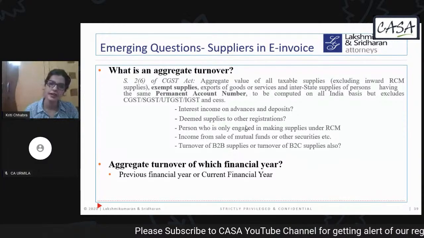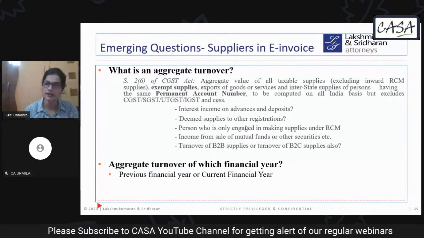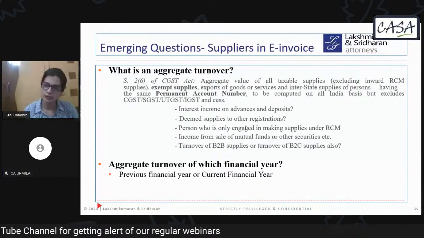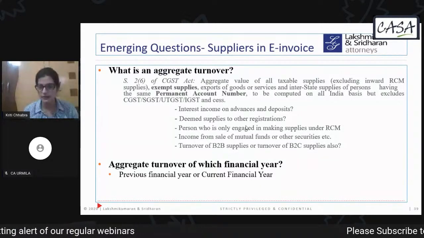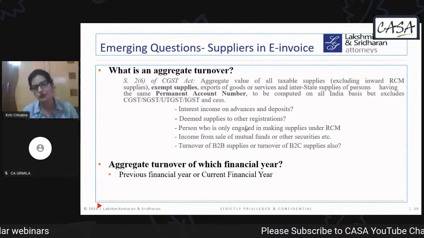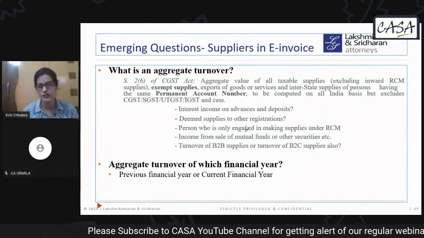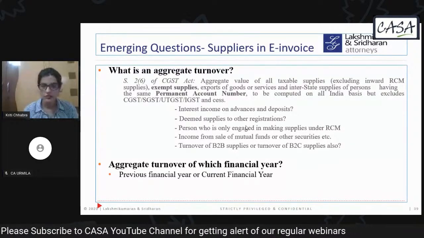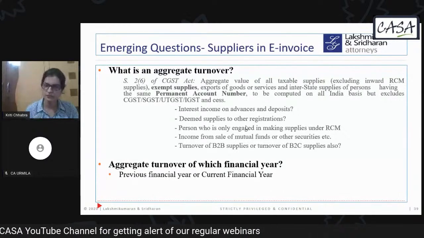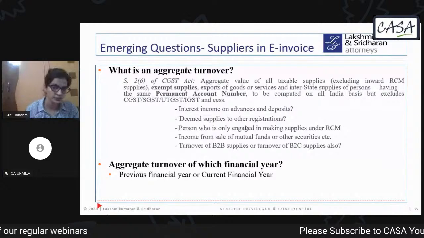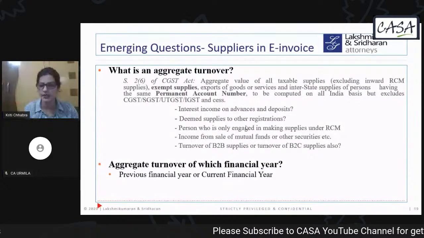Once you fall under that eligibility criteria, you are required to follow this e-invoicing mechanism. Then you are required to issue e-invoice only in respect of B2B supplies. But for the matter of eligibility criteria, you should include both supplies in the ambit. So this is all about some of the disputes for aggregate turnover, but there can be other questions also, which I may not have covered here.